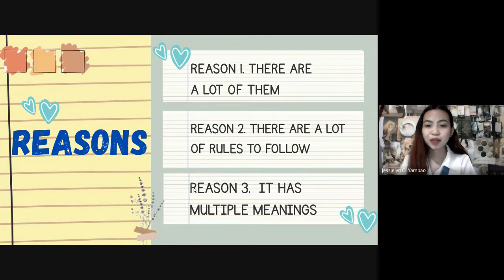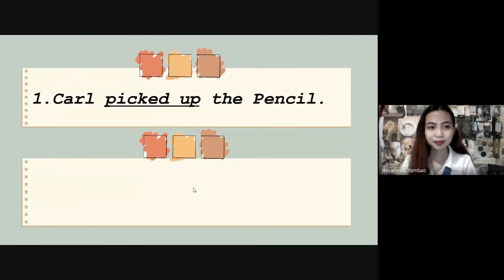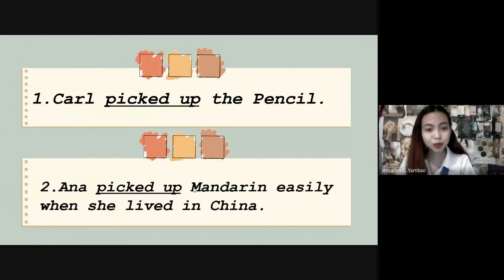Sometimes it can be quite easy to guess the meaning. For example, Carl picked up the pencil. The underlined words literally mean to pick. Maybe the pencil fell down and so Carl would pick the pencil. But take note, other multi-word verbs are difficult to guess and you should look them up in a dictionary or see how they are used in the sentence.